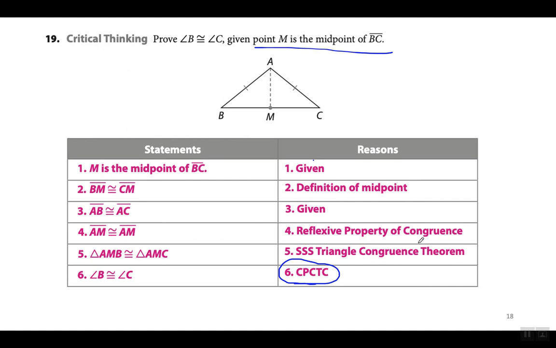A la vez que ya comprobaron que los dos triángulos son congruentes, entonces las partes que corresponden en triángulos congruentes tienen que ser congruentes. Alright, moving on.